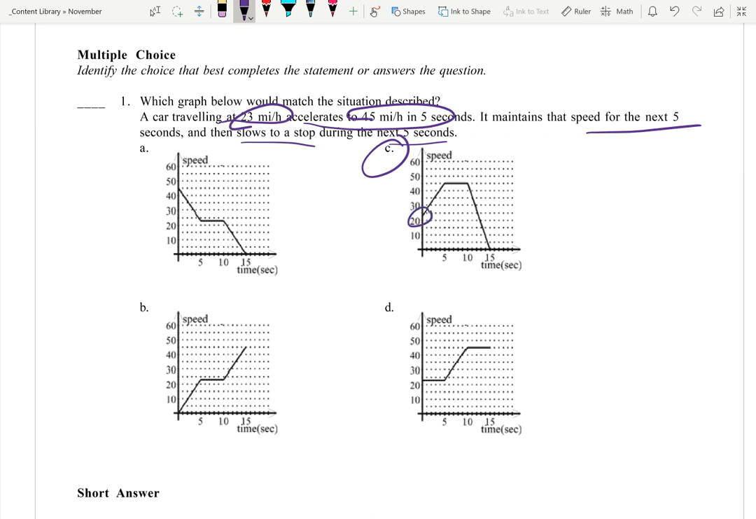Graph C, you can see that it starts at about 23, and it's accelerating up to 45, and it stays at 45 for 5 seconds, and then it goes from 45 down to 0 in those last 5 seconds.